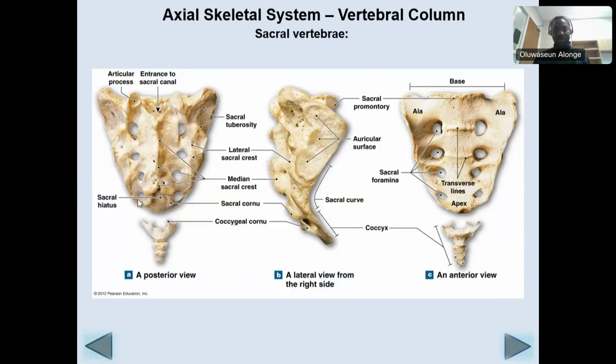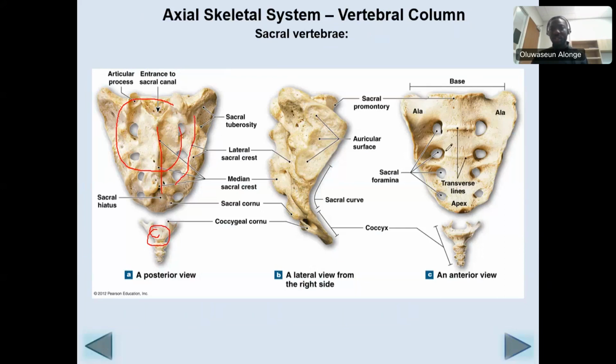Now, this is sacrum. Here is sacrum, and here is coccyx, the coccygeal bone or coccyx. Now, the sacrum, what is key about it is you see the lateral sacral crest, the medial sacral crest, lateral, medial. So here are the lateral crests, and here is the median sacral crest. You see the sacral cornu here, you see the sacral hiatus over there.